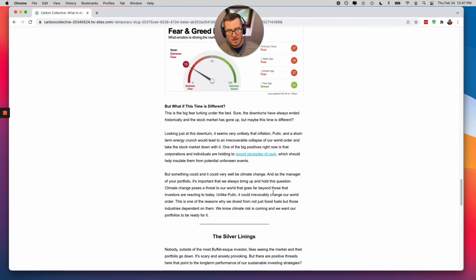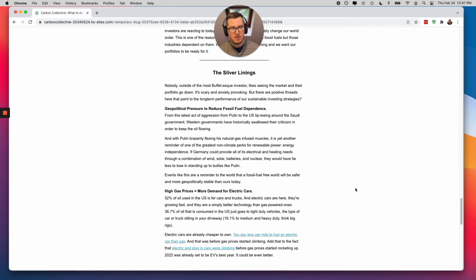There are a couple silver linings here, especially from a sustainable investing perspective. The first is the geopolitical pressure to reduce fossil fuel dependence. With Putin saying, hey, I've got all this natural gas, Europe, what are you going to do about it? That makes having energy independence seem a lot more attractive. I mean, yes, there's many other reasons, especially from a climate perspective, that having an economy that runs on wind, solar, batteries, and nuclear makes a lot of sense. But this is very much one of them.